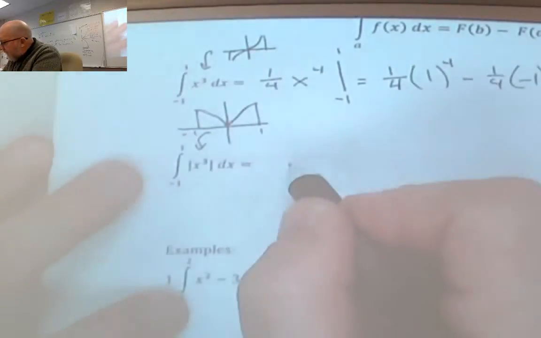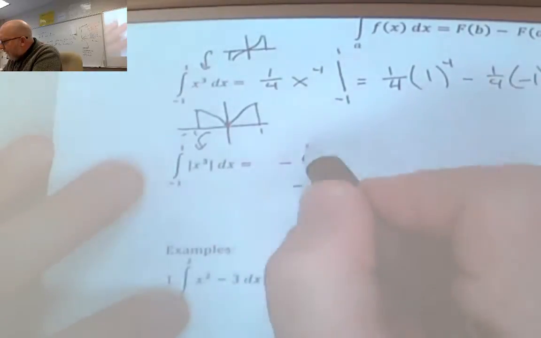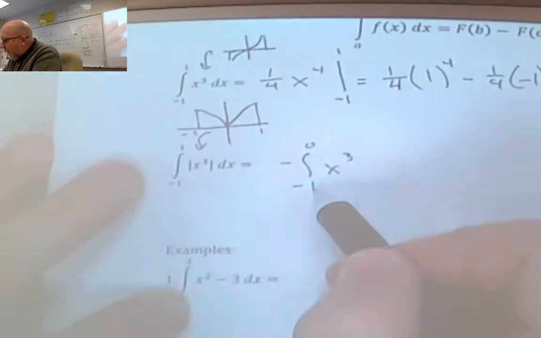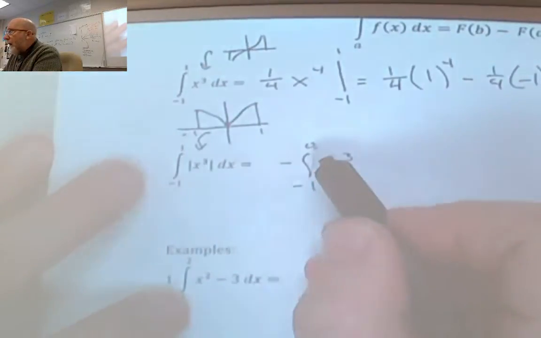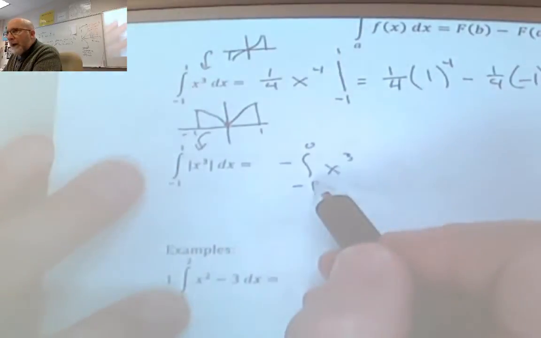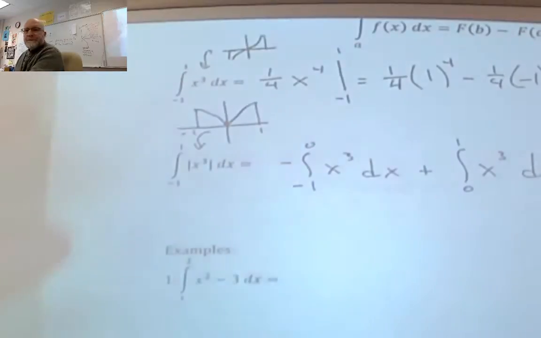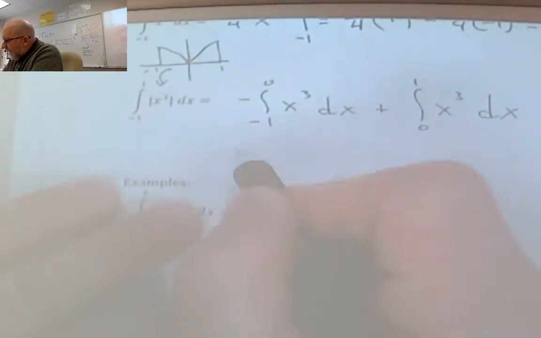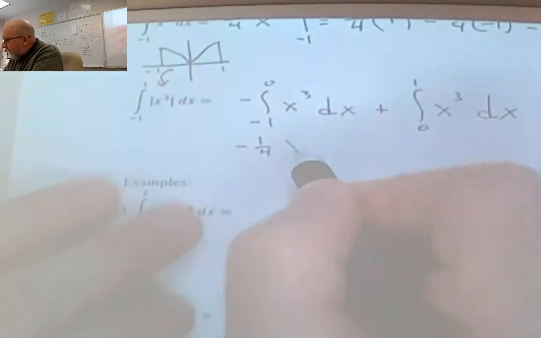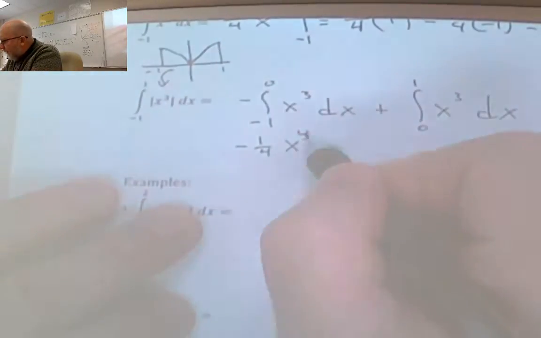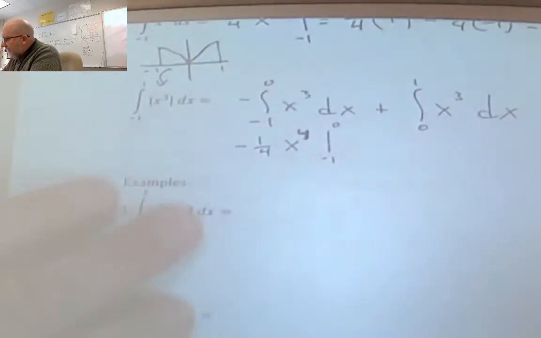So I'm going to write this as the negative of the integral from -1 to 0 of x cubed. Why is it -1 to 0? Because that's where the y values are negative. That's where I have to multiply by a -1. Plus, then I got to finish the integral from 0 to 1 of x cubed dx. So this gives me a -1/4 x to the 4th, sorry, from -1 to 0, plus 1/4 x to the 4th from 0 to 1.